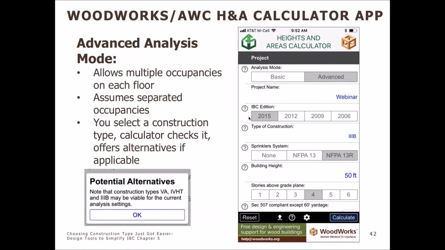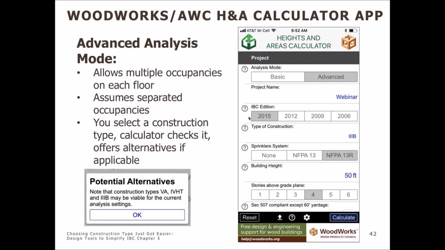So that's the basic analysis mode. Now we'll switch and take a look at the advanced analysis mode. The main difference here, I guess the 2 main differences: Number 1, we can now start analyzing buildings that are mixed use. Whether it's different occupancies on the same floor or one occupancy on one floor and a different occupancy on the next, this advanced analysis mode allows us to do that. It also allows us to analyze buildings that have different total square footages from one floor to the next.